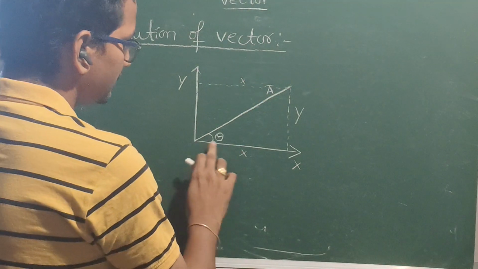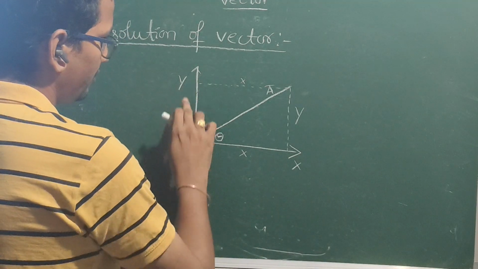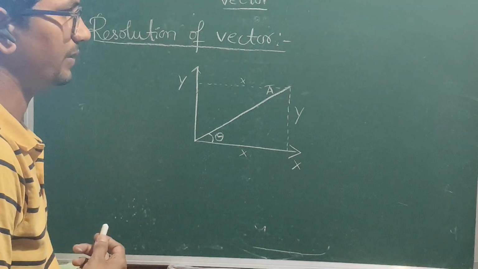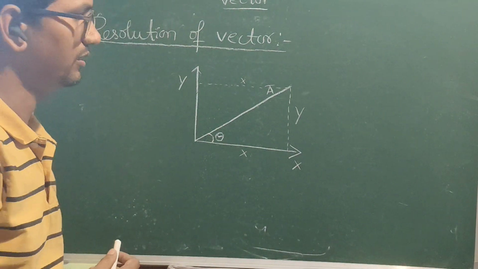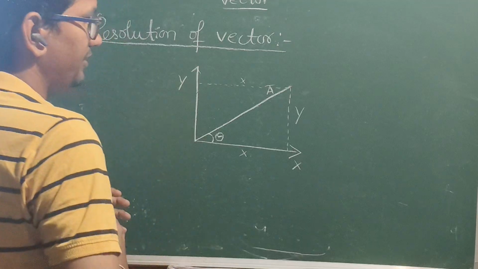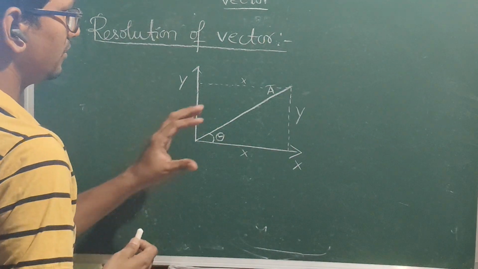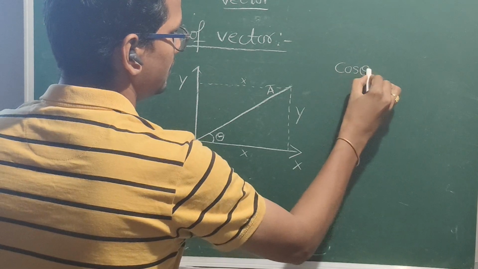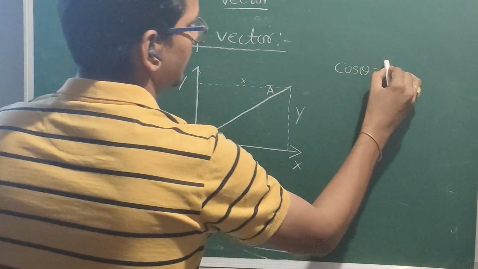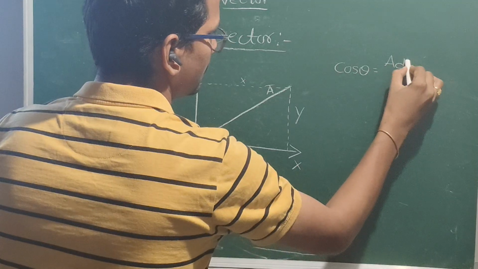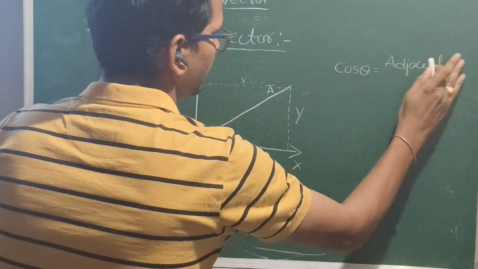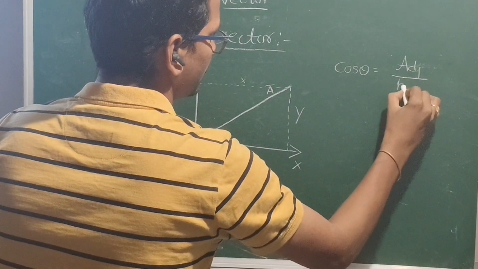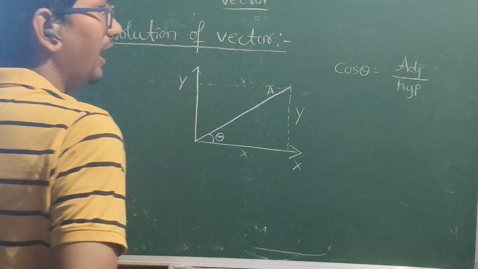We need to find the y component and the x component first. How can you find the components? We can use the trigonometric functions. For example, from this equation we want to find the components. First, the cos component, we want to find cos theta. Cos theta means adjacent side by hypotenuse.